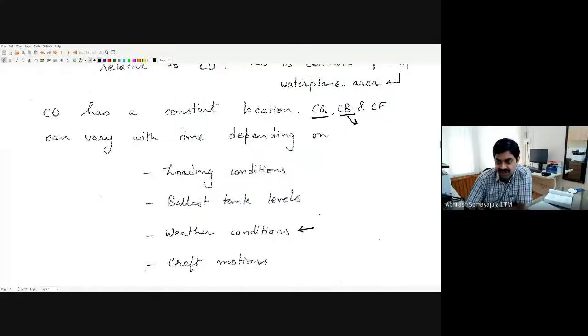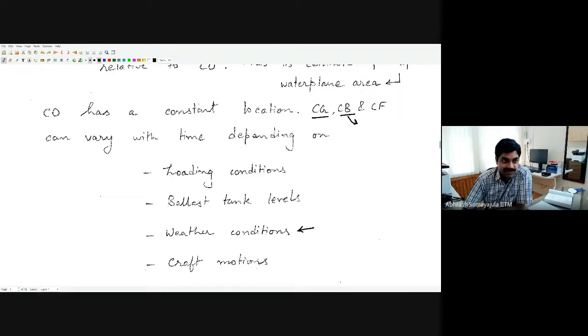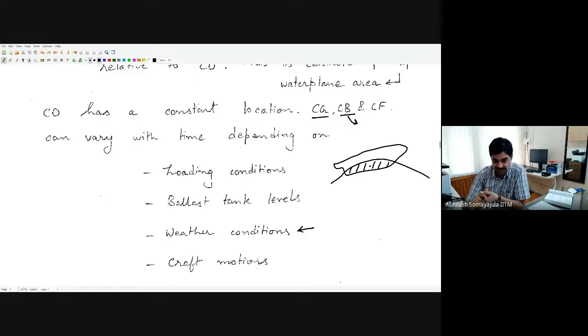Okay, I was asking the question: with weather conditions, can the center of buoyancy change? Yes, sir. How can it change? The sea surface levels are changing. Correct. So the sea surface may be different at a particular time instant, and the underwater volume will be different. The wave might look something like this. So the underwater volume might be different, and the center of buoyancy's location may change over time. Similarly, the center of flotation also might change over time depending on the weather conditions.